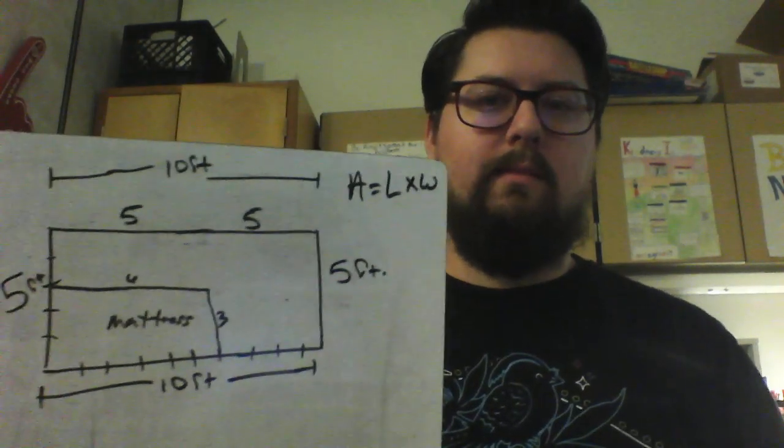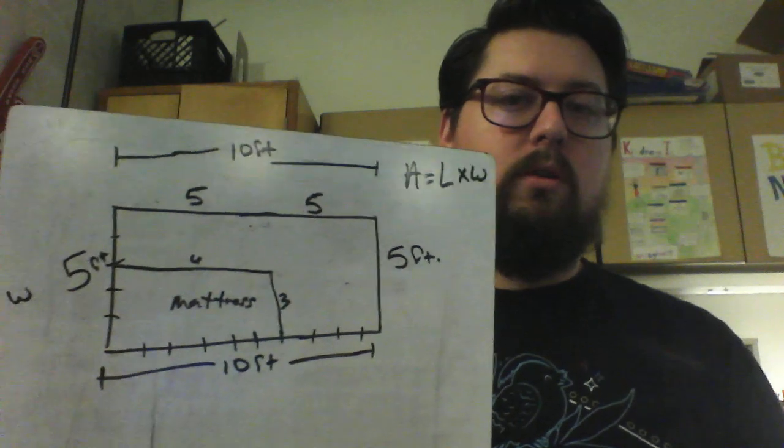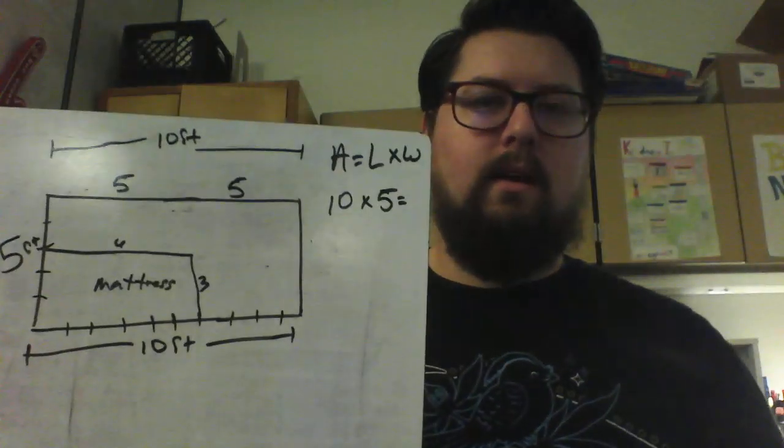So we need to do two things. We need to find the whole area of the tent and the area of the mattress. Then subtract the mattress from the whole area. If area equals length times width, let's find the area of the whole tent first. The length is 10 and the width is 5.